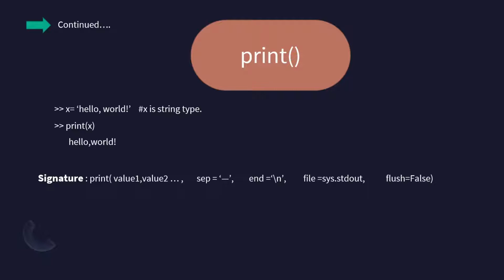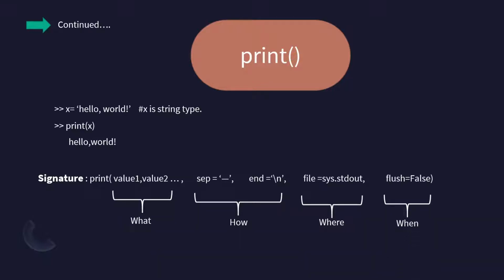If we categorize these arguments, then this is how it is. What we are going to print? The separator and end define how we are going to print it. Where you are going to print it: is it a file, like notepad, or is it your monitor? Then, when?